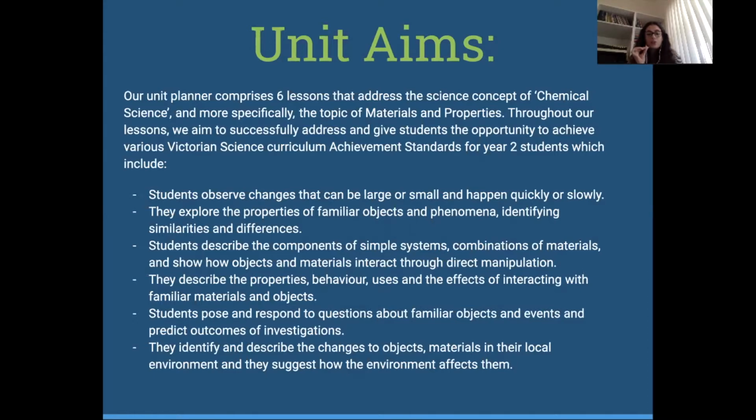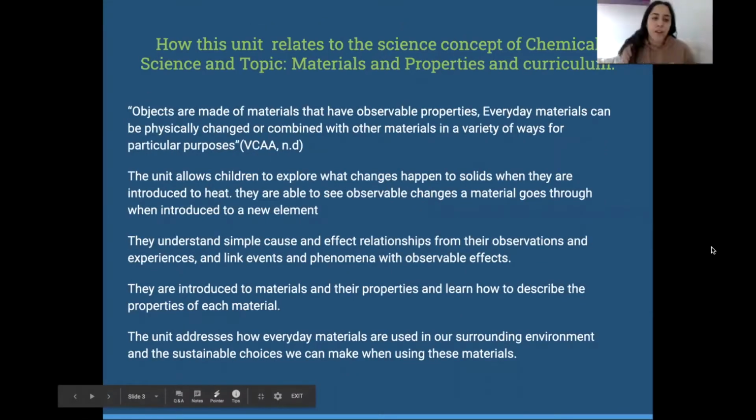Students pose and respond to questions about familiar objects and events and predict outcomes of investigations. They identify and describe the changes to objects and materials in their local environment, and suggest how the environment affects them. The Victorian curriculum states that students will learn that objects are made of materials and have observable properties. Everyday materials can be physically changed or combined with other materials in a variety of ways for a particular purpose.